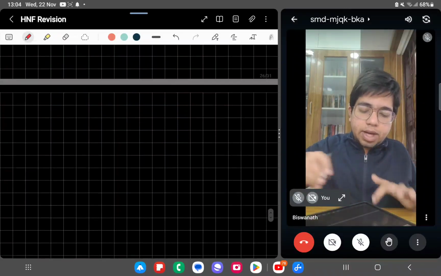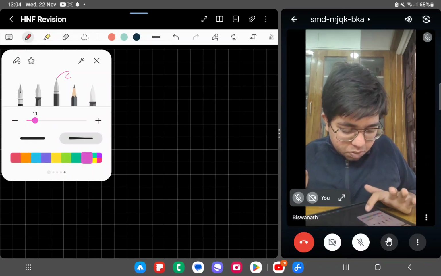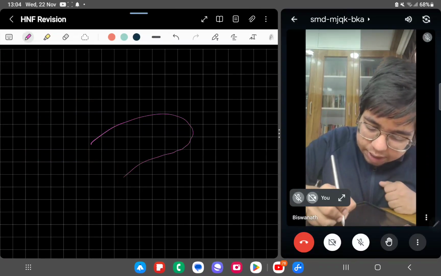Let's talk about the extrinsic muscles in a diagram. Let me make the diagram first. Let's say here is a tongue.